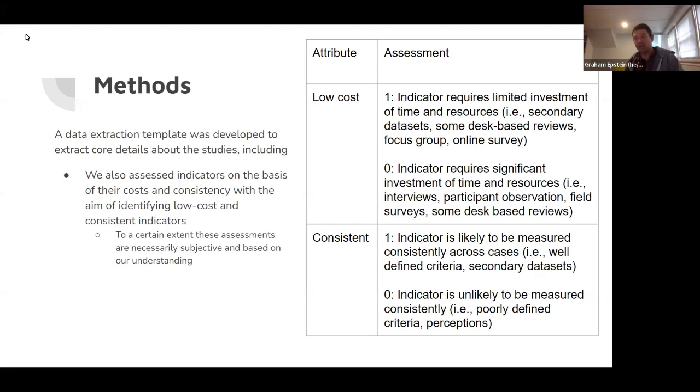And we categorized indicators according to the stage of the logic model that these indicators would be associated with. So this was policy, inputs, activities, outputs, and outcomes.